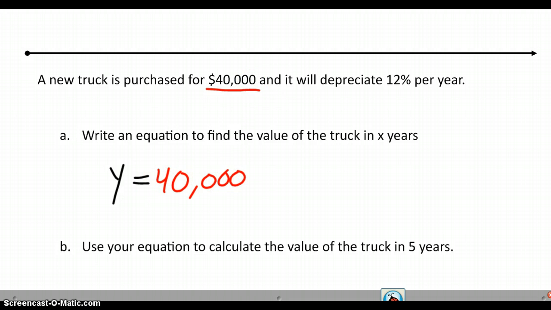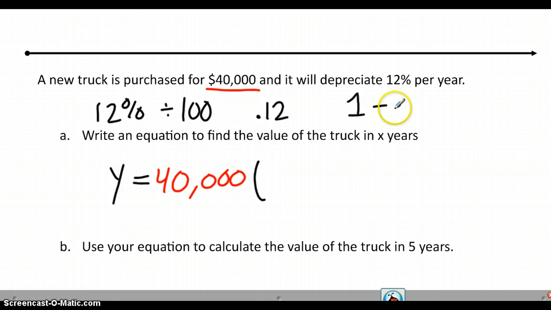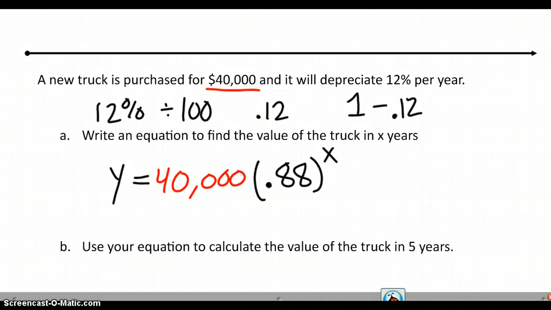Now we need to find our decay factor, our b value. We take our 12%, divide it by 100, and we get 0.12. Once I take 1, which represents my initial value, and subtract that 0.12, we get that our decay factor is 0.88. And we have our x here in the exponent. So this would be the equation, and we'll be able to use that to calculate the value of the truck in 5 years. We'll take our 40,000, multiply it by our decay factor, which is 0.88, raised to the 5 for after 5 years.